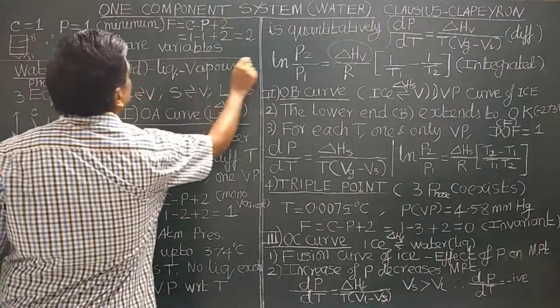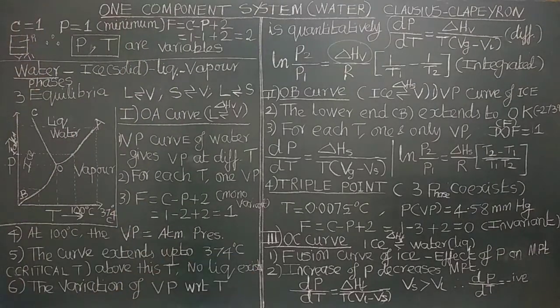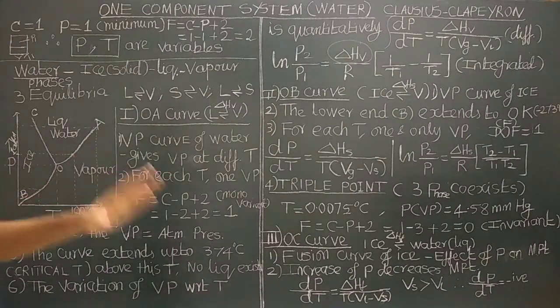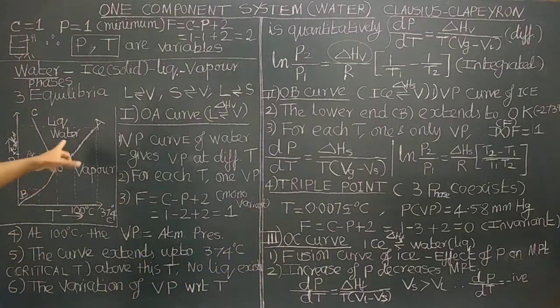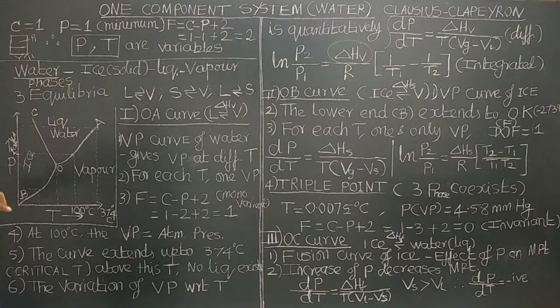So what are the variables required? Pressure and temperature. There are two variables. Pressure and temperature are required to define the system. Therefore, we plot pressure versus temperature. The plot of pressure versus temperature gives a diagram called phase diagram. The variation of pressure with respect to temperature is plotted. The curve obtained is called phase diagram.